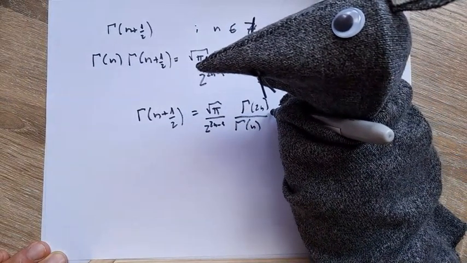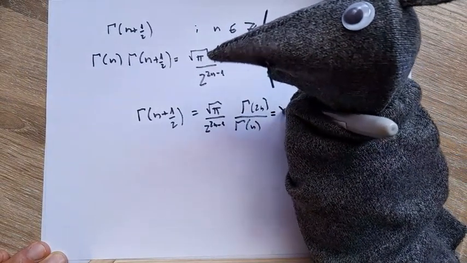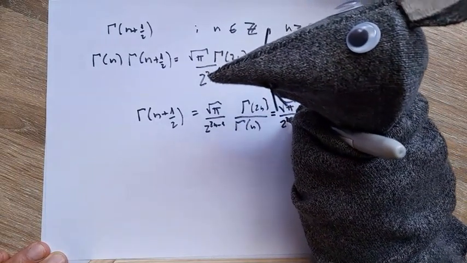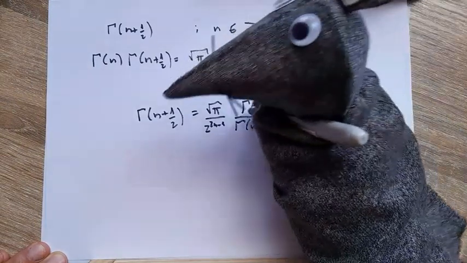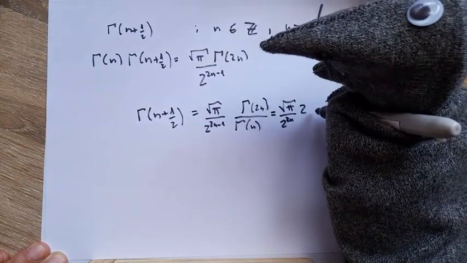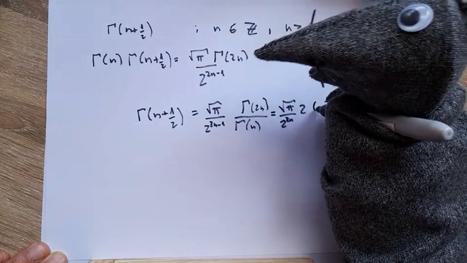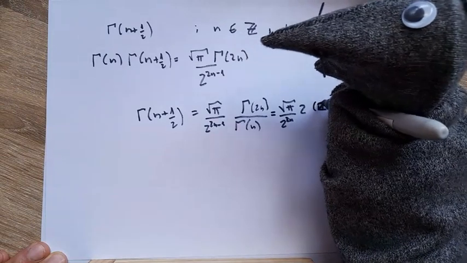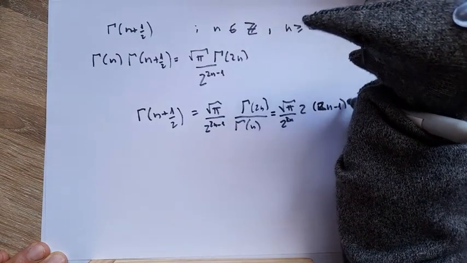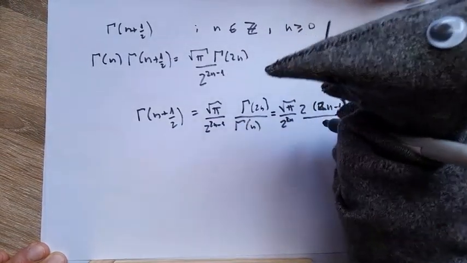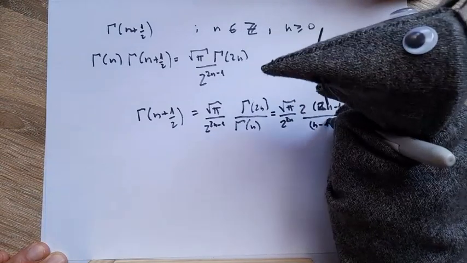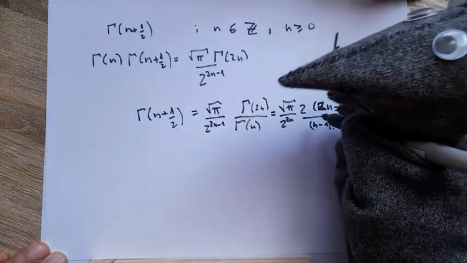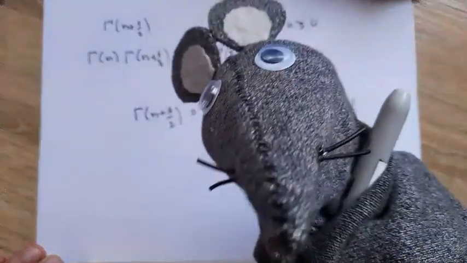So this will be the same as square root of pi. As n is an integer, we can write this in a factorial form. So this will be 2n minus 1 factorial over n minus 1 factorial. Yeah? And now we can multiply and divide by n.